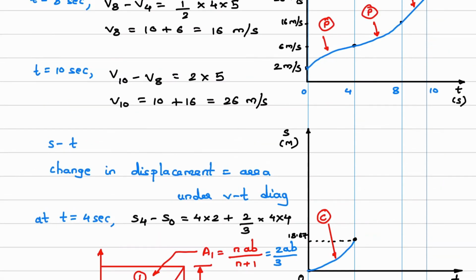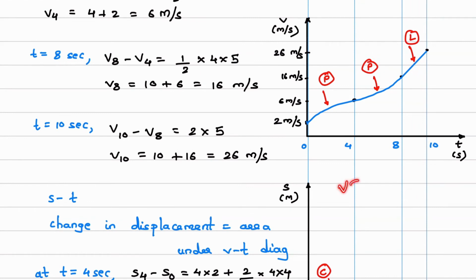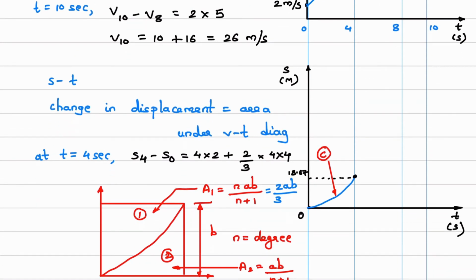So understand this. V is equal to ds by dt. Velocity is increasing, so slope should increase, and velocity is positive, so slope should increase in positive value. The curve should be like this only. So we'll continue with that. After this point, again we have to draw the same curve. What will be this point? It will be 55.97.